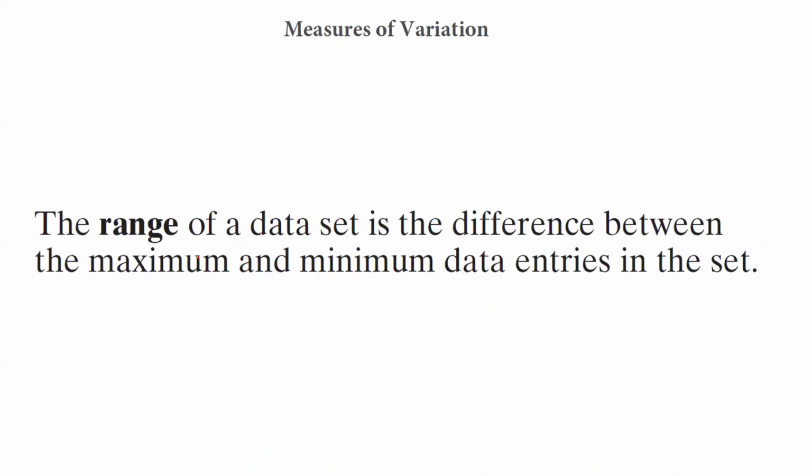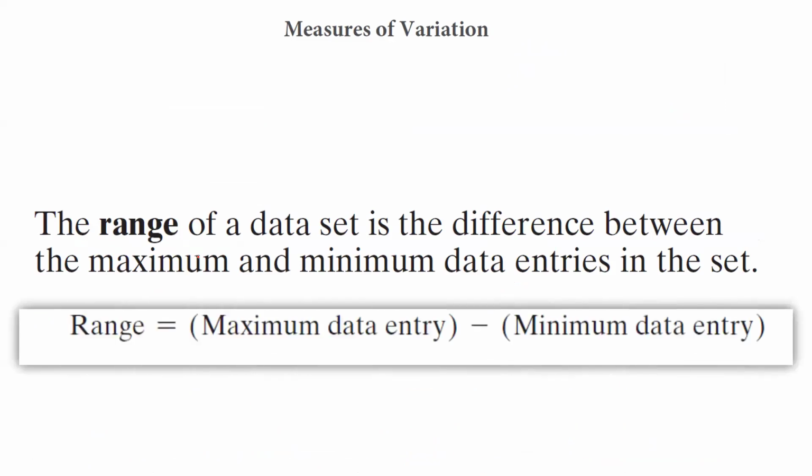The very first measure of variability that we're going to introduce is called the range of the data. The range of the data set is the difference between the maximum and minimum value in your collection. Well, range is maximum data entry minus the minimum data entry.